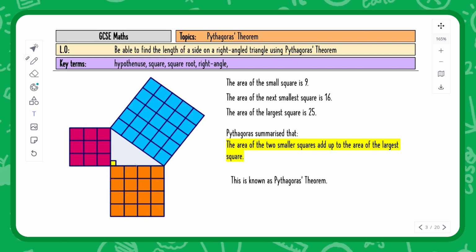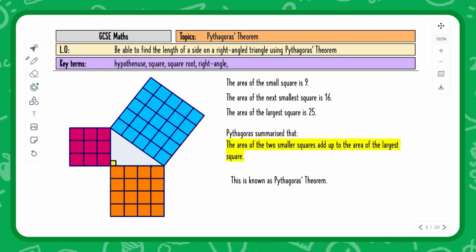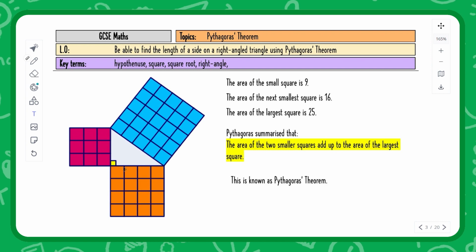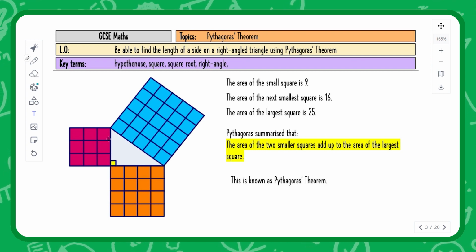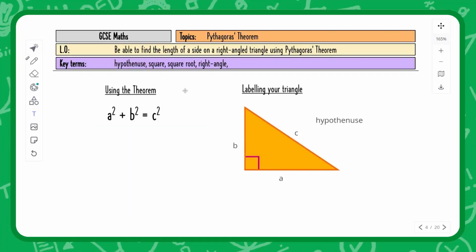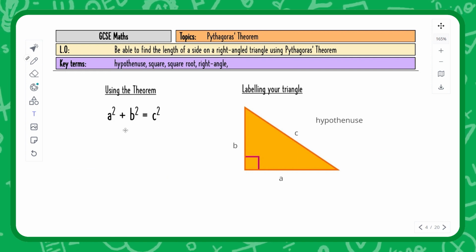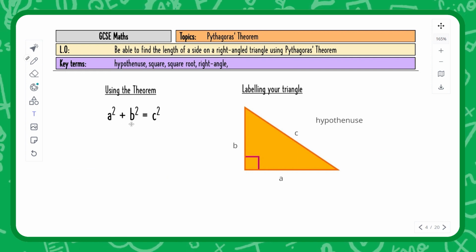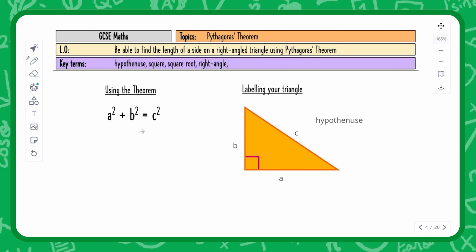So remember that in a square, all the sides are the same. So if I square this length, it will give me the area of the square at the bottom. And if I square this height, it will give me the area of this square. We can put that together into a theorem: a squared plus b squared equals c squared. So a, b, and c all refer to the sides of your triangle.